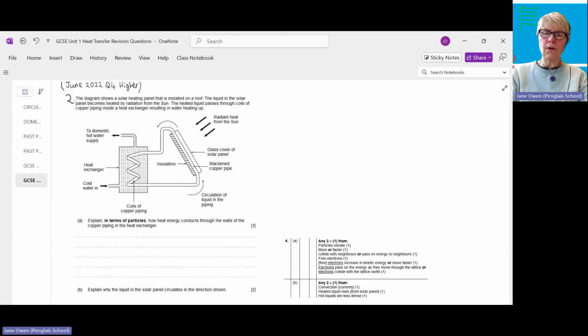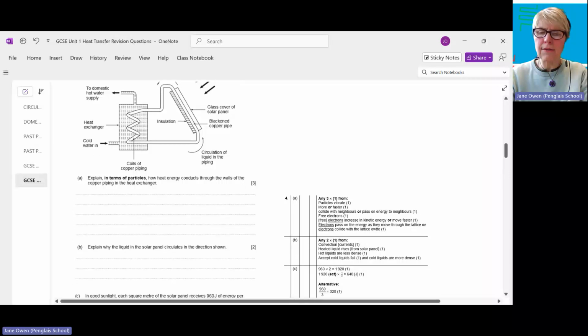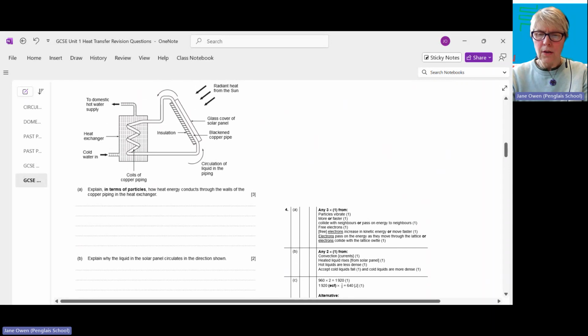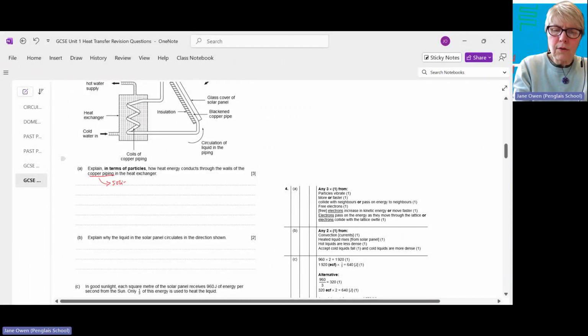Okay, so the diagram shows a solar heating panel that is installed on a roof. The liquid in the solar panel becomes heated by radiation from the sun. The heated liquid passes through coils of copper piping inside a heat exchanger, resulting in water heating up. Explain in terms of particles how heat energy conducts through the walls of the copper piping in the heat exchanger. So it's through the copper piping, and that is a solid. So we have to talk in terms of conduction, all right? But it wants it in terms of particles. What are the particles doing?